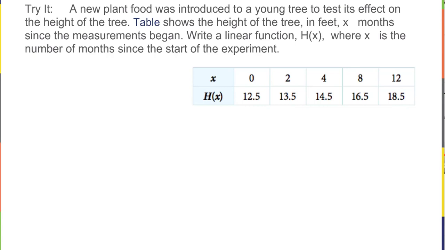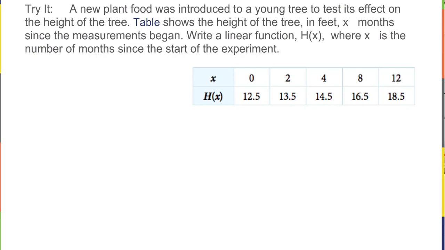Okay, so hopefully you worked through this problem. It says a new plant food was introduced to a young tree to test its effect on the height of the tree. The table shows the height of the tree in feet, x months, so 0 months, 2 months, 4 months, 8 months, and 12 months, since the measurements began. Write a linear function h of x, where x is the number of months since the start of the experiment. And then h would be the height of the tree in feet.